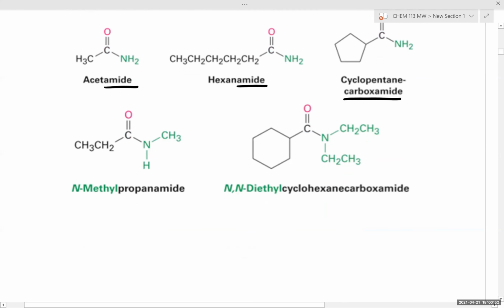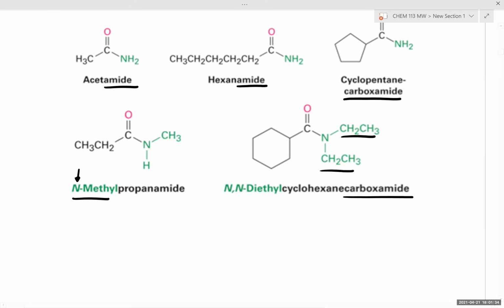Now, if your amide is substituted, we name and note each substituent on our amide using the locant letter N. So in this case, if we have a methyl group on our nitrogen, we name this as N-methylpropanamide. Treat this N similar to the locant numbers for substituents. In the event we have two substituents, we name this as N,N. Since they're the same, we can call this N,N-diethyl cyclohexane carboxamide.